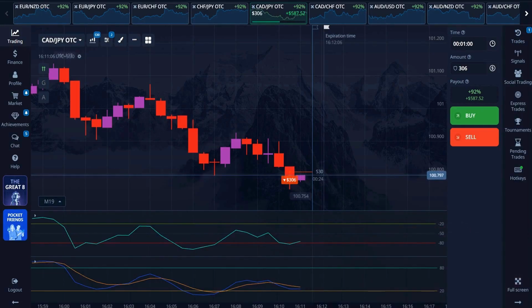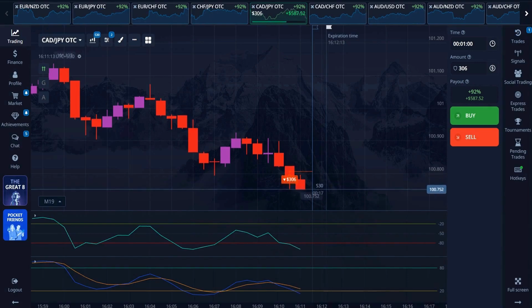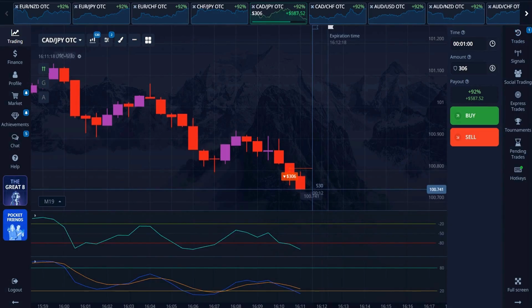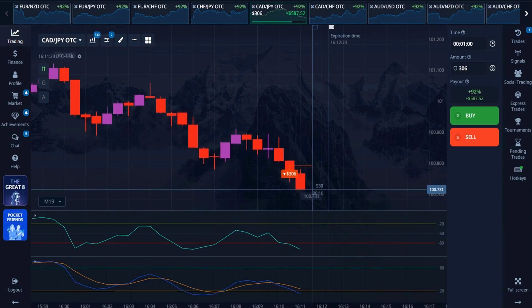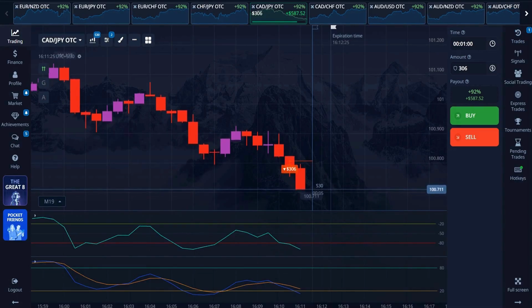But wait, here's an important pro tip for better results. Don't just rely on signals alone. Always check support and resistance zones, candle patterns that match the trend, and skip trades that go against the overall market direction. Being smart with analysis helps you avoid false signals and improves your win rate big time.